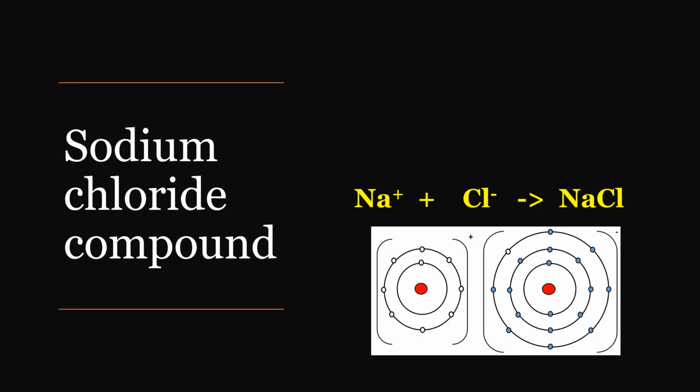So sodium wants to lose 1 electron while chlorine wants to gain 1 electron. They are a perfect match. The formation of the sodium chloride compound is due to 1 positively charged sodium ion and 1 negatively charged chloride ion attracted by electrostatic forces. This is ionic bonding.